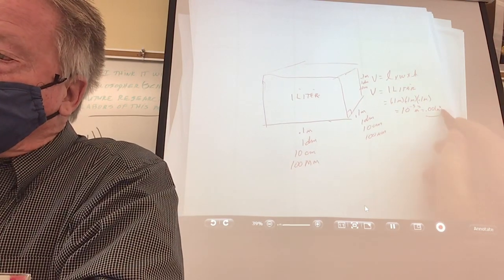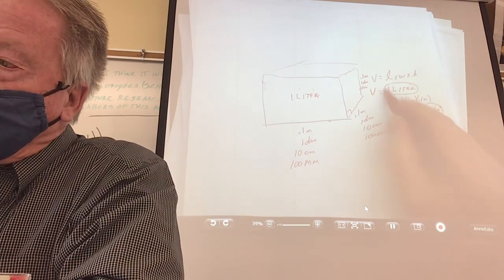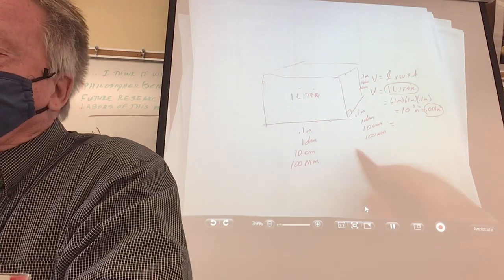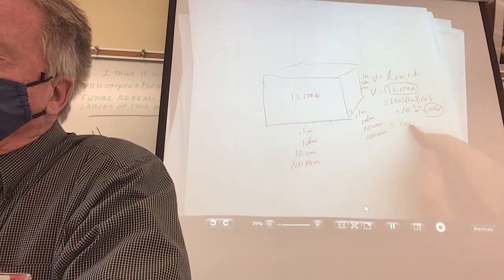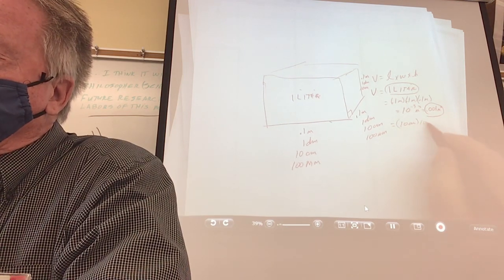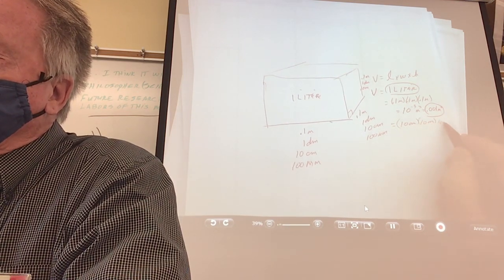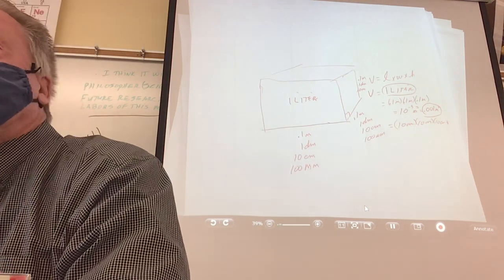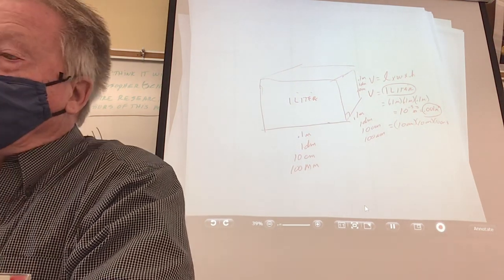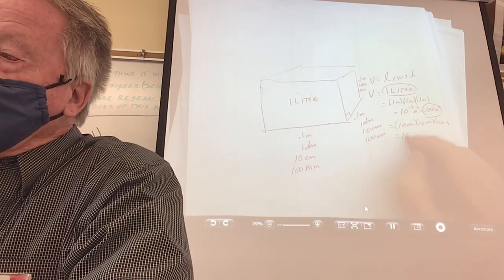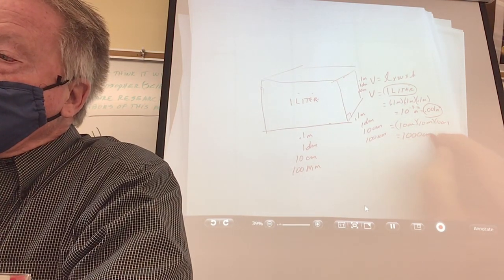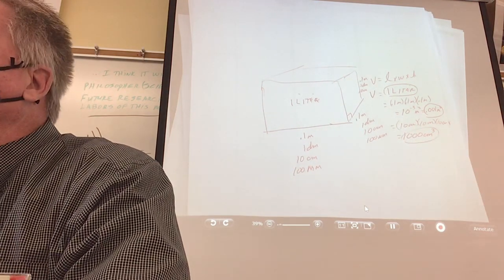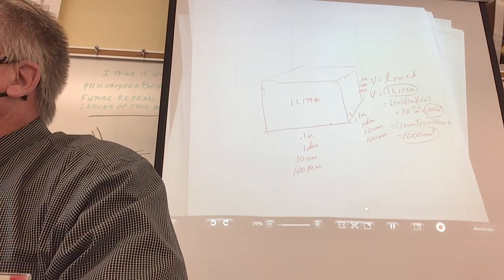So I know that that's a liter. Give me another one. And I don't memorize these. I'm just doing the math, aren't I? What's 10 centimeters times 10 centimeters times 10 centimeters? Well, that's 10 to the first times 10 to the first times 10 to the first. What's that? 10 to the third. This box is also 1,000 cubic centimeters.